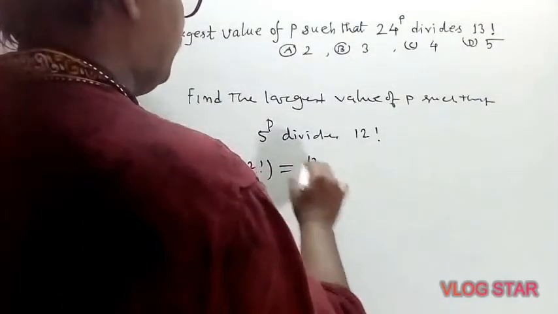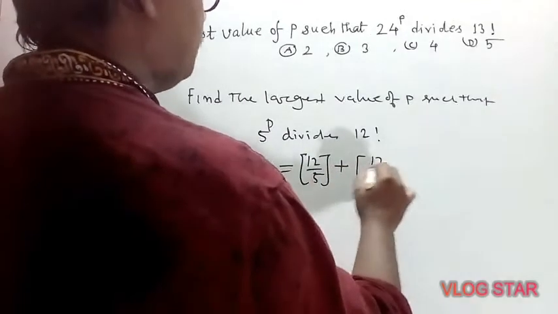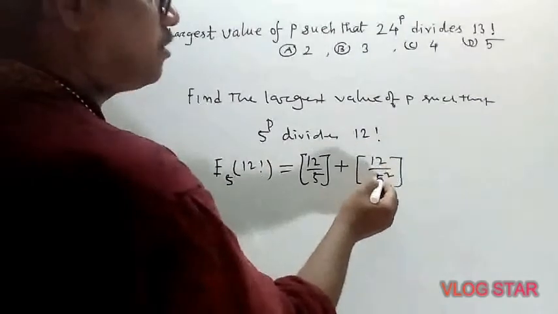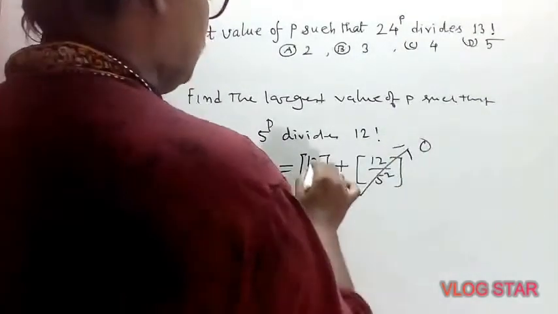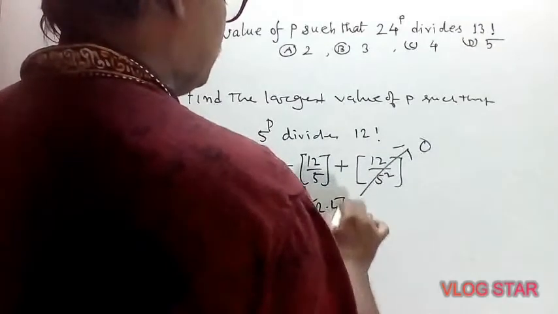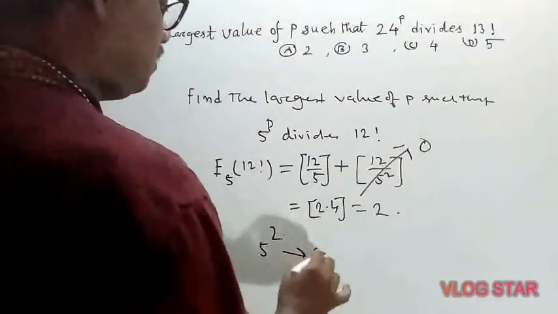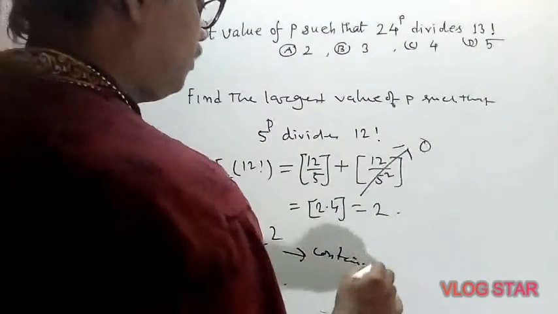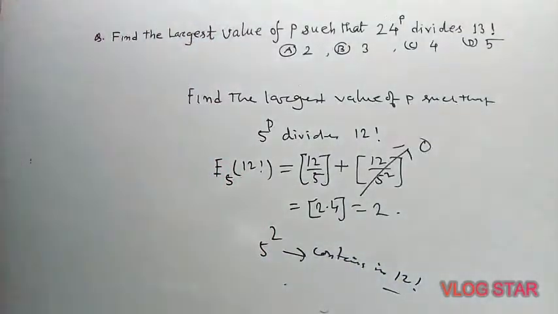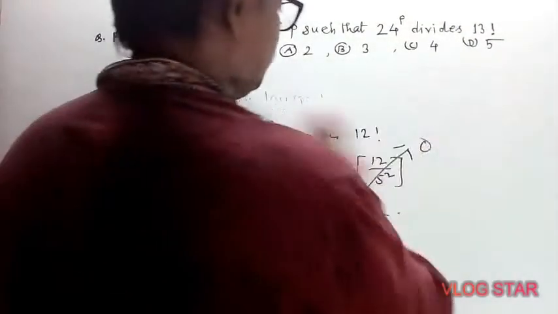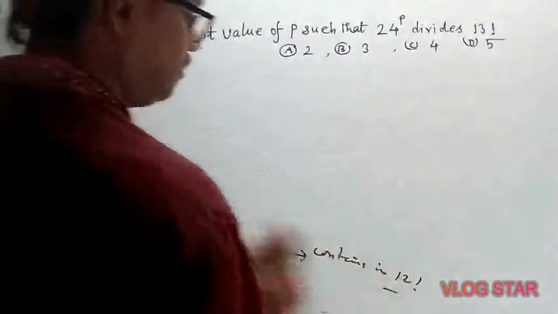It equals 12 by 5 plus 12 by 5 square, but 5 square is 25, and 12 by 25 is less than 1, so its value is 0. Only the first value, 2.4, counts, which equals 2. Therefore 5 power 2 is contained in 12 factorial.